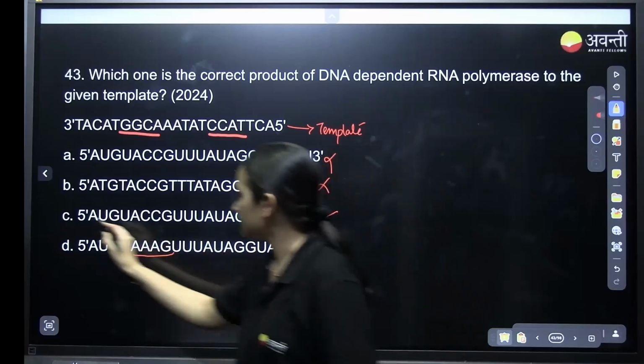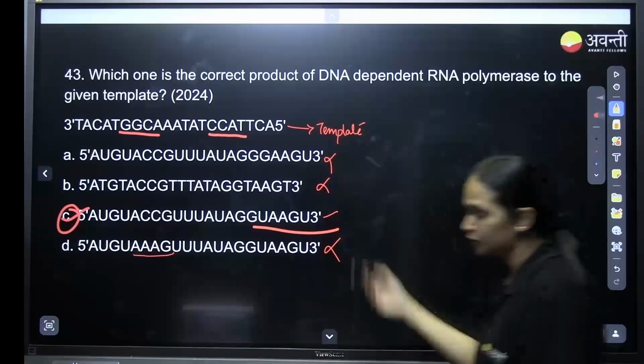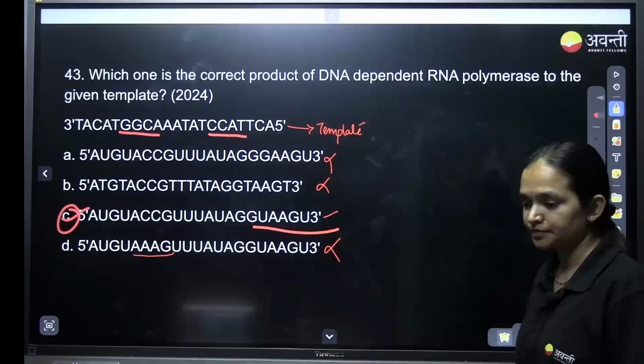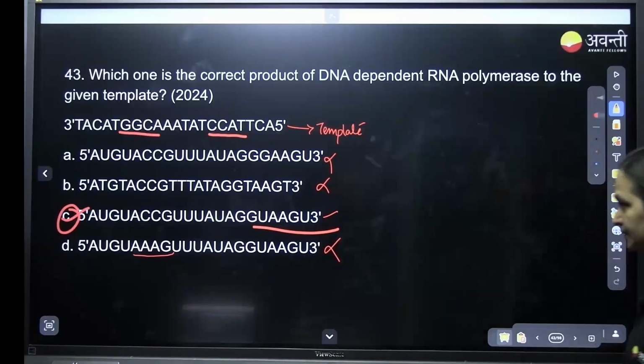It takes a little time, but fine. We know how to solve this question. That is more important. So C is the correct answer.